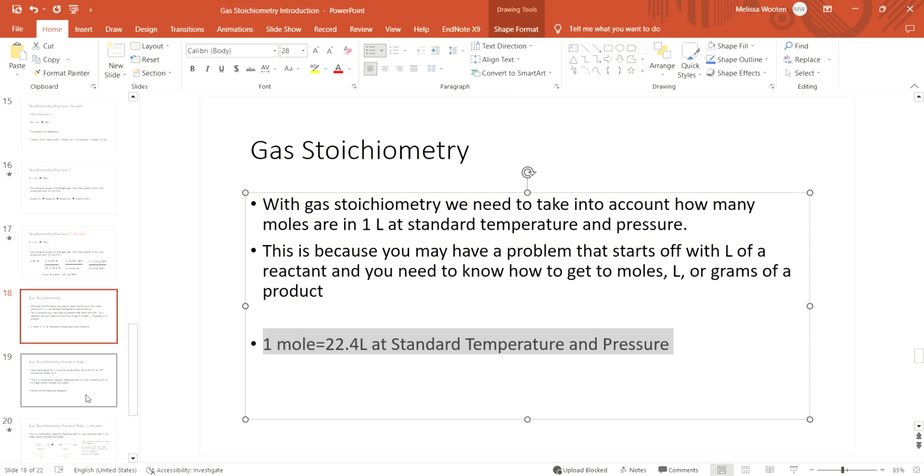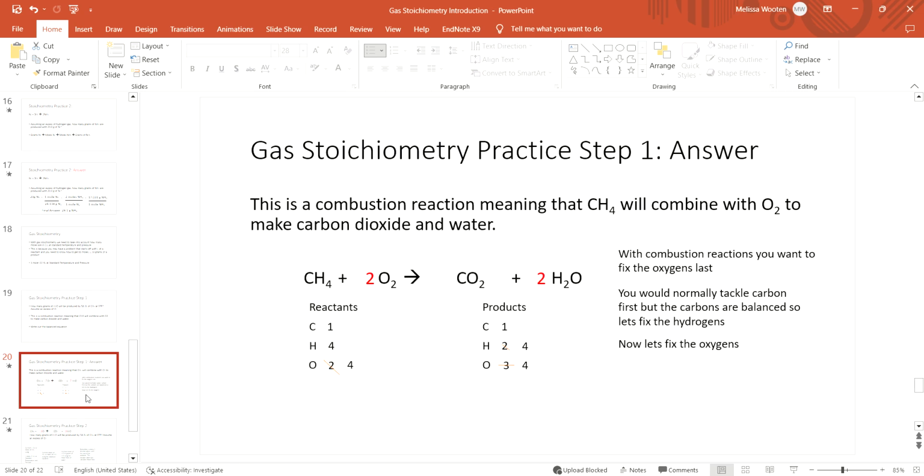Okay. So this is our balanced chemical equation, and this is just a review of how to deal with combustion reactions because combustion reactions can be a little annoying to balance. So you want to fix the oxygens last. You would normally tackle the carbon first, but in this particular case you have one carbon on each side, so then you want to tackle your hydrogens. And so when you fix your hydrogens on this side and you put a 2 here, that makes this 4.